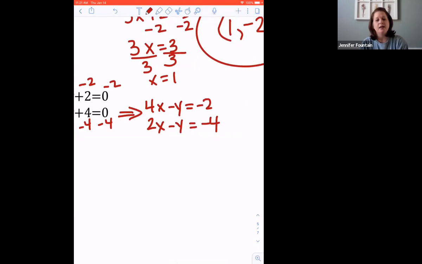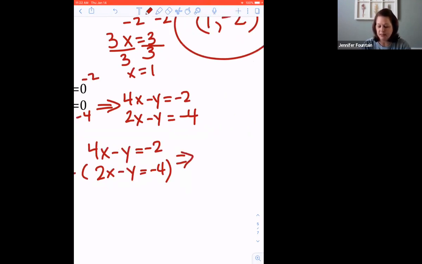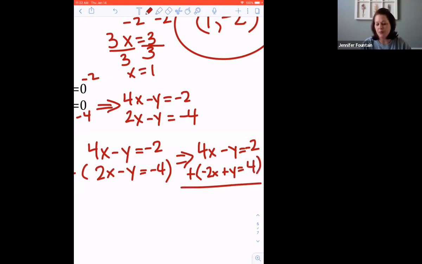I can see here that in both of my equations, I have minus y or negative y. So I know I can set up 4x minus y equals -2 minus 2x minus y equals -4. I want to change from subtraction to adding the opposite. Keep my first equation as 4x minus y equals -2. My second one, I need to change to addition, but that means I have to change the sign of each term inside parentheses. So 2x becomes -2x. Negative y becomes +y. -4 becomes +4.